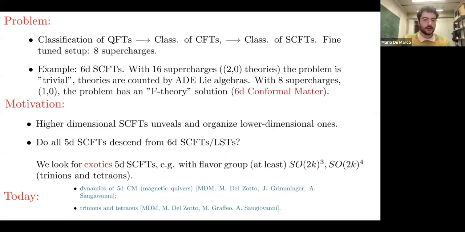Okay, so today I'm going to talk about two issues that we addressed in the two works that I presented at the very beginning. The first one is to study and extract some dynamical features from these 5D superconformal field theories that from now on I'm going to call conformal matter theories. This is the content of the paper of today. Then at the end, I will briefly anticipate some results that we are finding with Michele Lezzotto, Michele Graffeo, and Andrea San Giovanni on these trinions and tetrons.